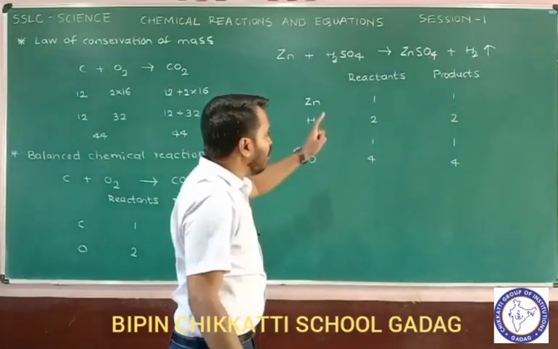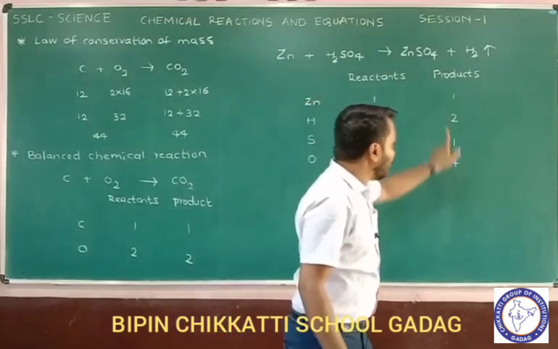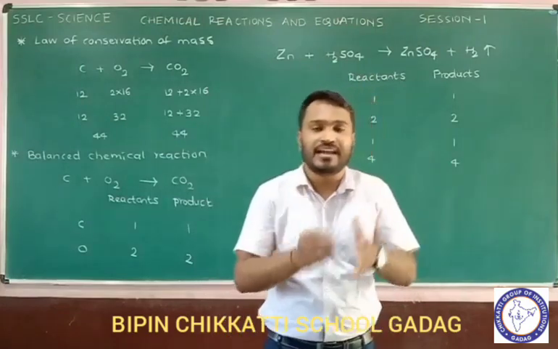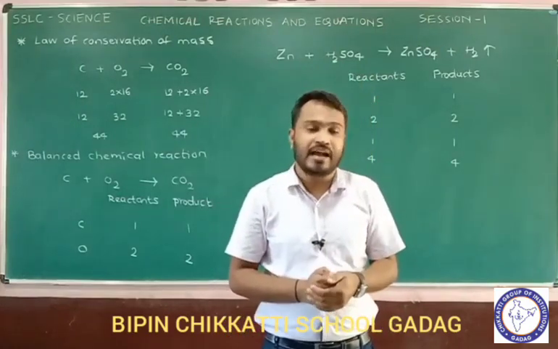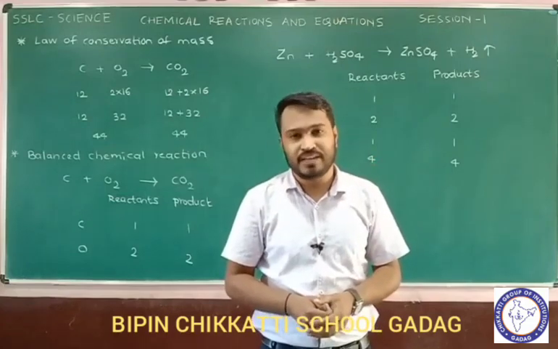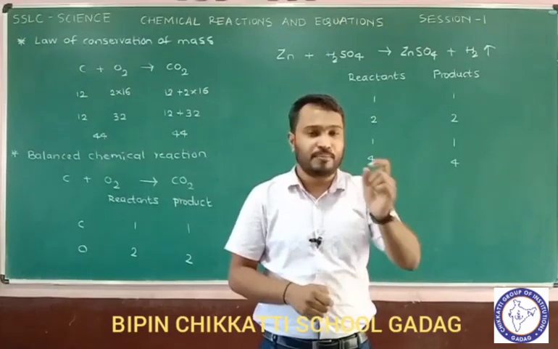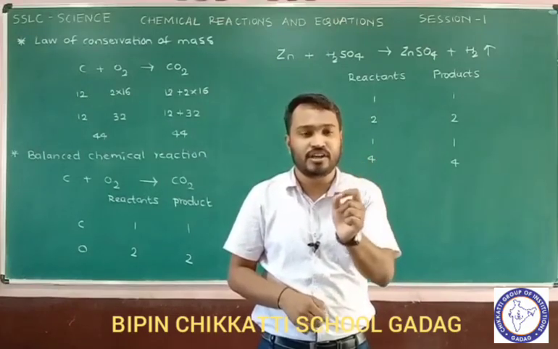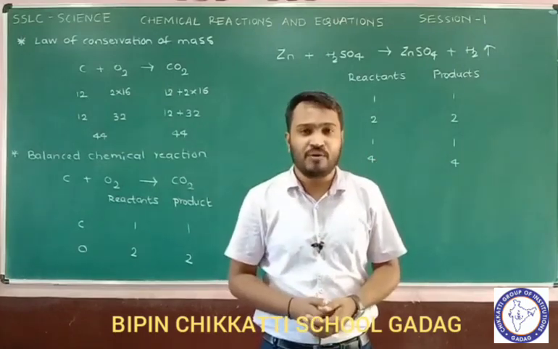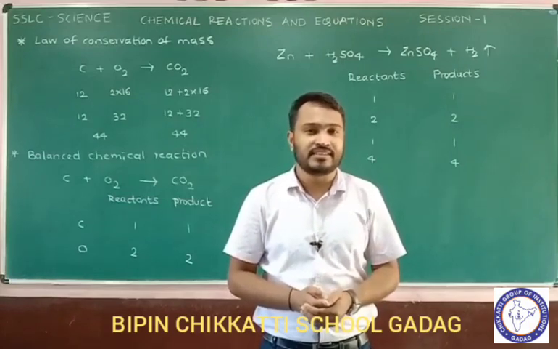The number of atoms of each element in the reactants and products are the same. Therefore this reaction is also a balanced chemical equation, and it already obeys the law of conservation of mass. Then the question arises: if it is not balanced, what do we have to do? We have to balance that chemical equation by following some simple steps. What are those steps? How do we balance chemical reactions? We are going to discuss that in the next session.